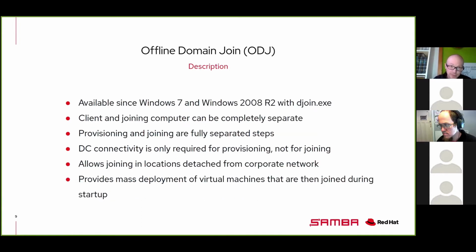In order to address all these concerns, in Windows, a new mechanism was established called offline domain join. That has been available for a long time already, since Windows 7 and Windows 2008 R2.